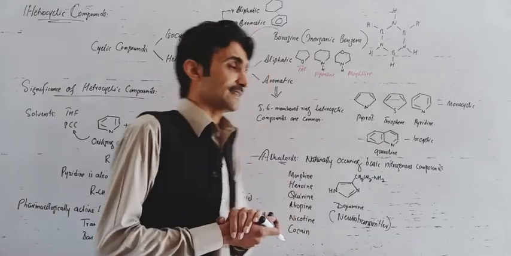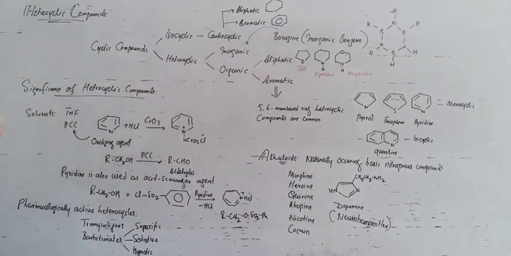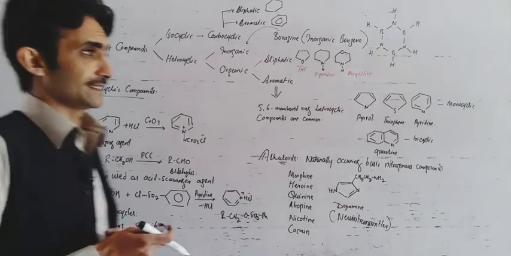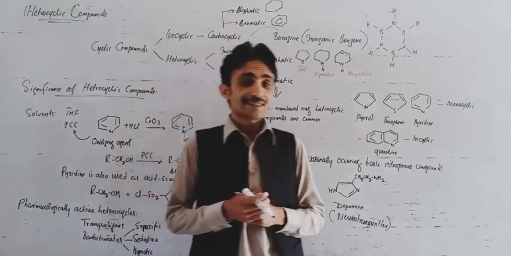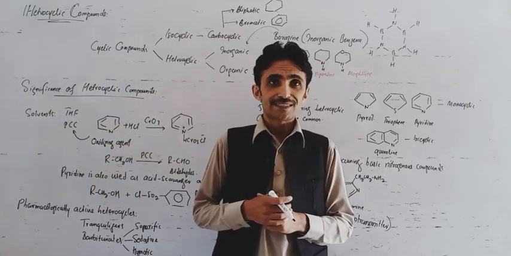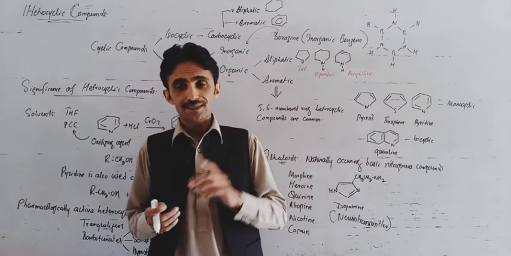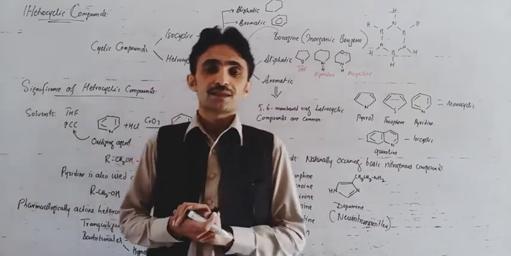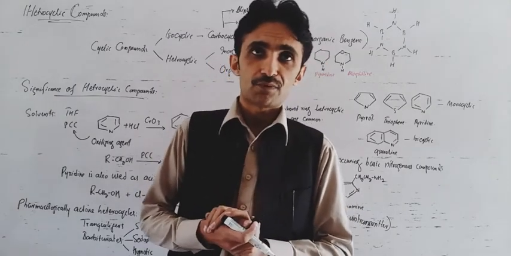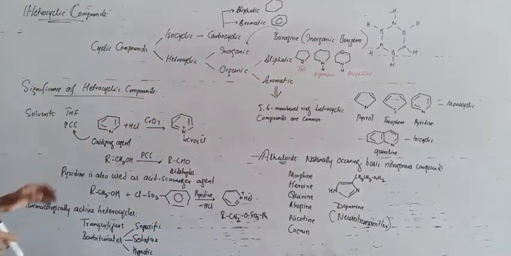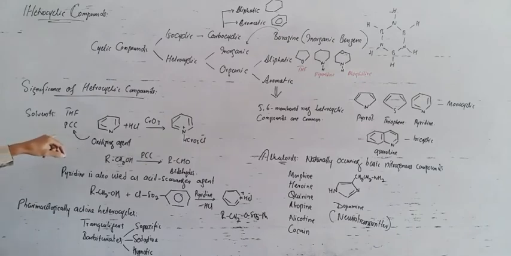carbocyclic or isocyclic compounds. As far as the significance of heterocyclic compounds is concerned, they play a very diverse role in organic chemistry. They act as a solvent, such as THF, tetrahydrofuran, especially in the synthesis of Grignard reagent, when we reacted alkyl halide with magnesium turnings in the presence of some inert solvent, and at that time the inert solvent was THF. So they play an important role as a solvent in organic chemistry. We also use them as a catalyst, and as an oxidizing or reducing agent.